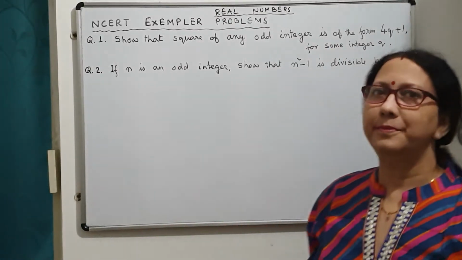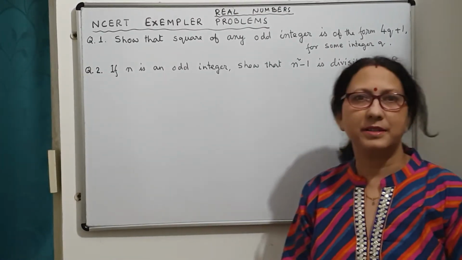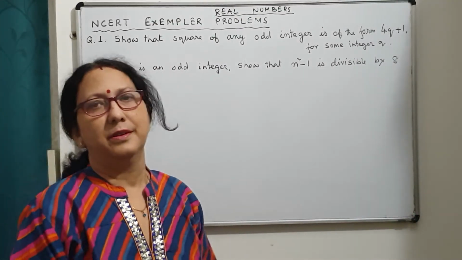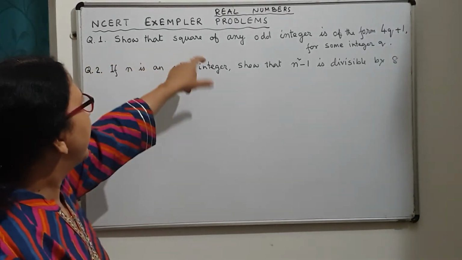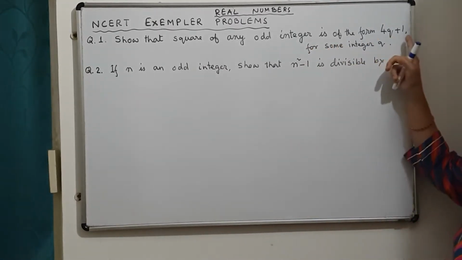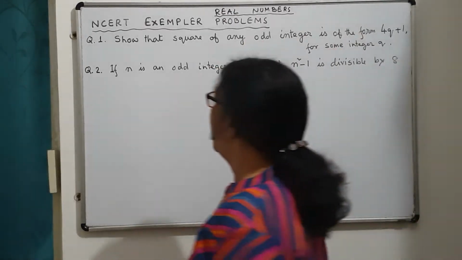Hello. Today I will be solving some questions from NCERT Exemplar, which are concept-based questions. The first question that I have taken: show that the square of any odd integer is of the form 4q plus 1 for some integer q. So how will you do this one?